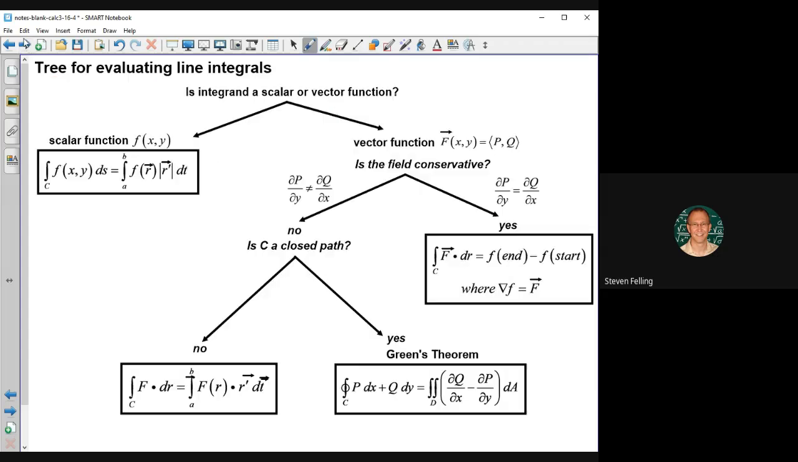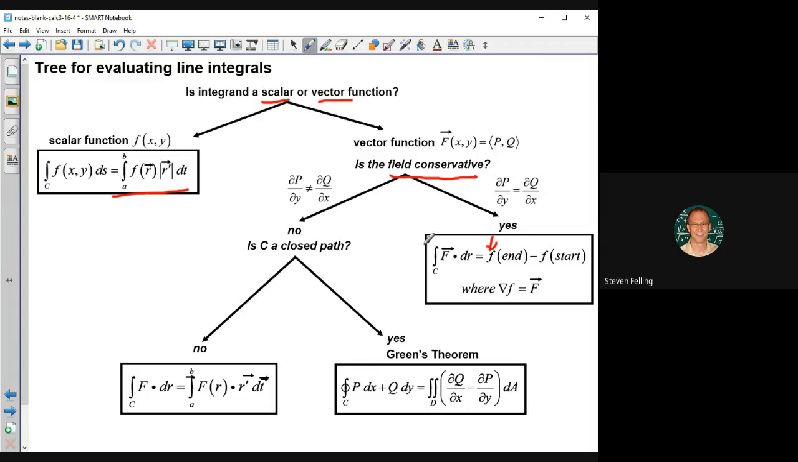So that's Green's theorem, and we're going to add it to our tree. If we're trying to figure out how to evaluate a line integral, first we ask, is it scalar or vector? If it's scalar, we use our scalar function. If it's vector, the next question we ask is, is the field conservative, by checking partial P partial y against partial Q partial x. If it's equal, that means it's conservative, which means we can find the potential function and evaluate with the fundamental theorem of line integrals.